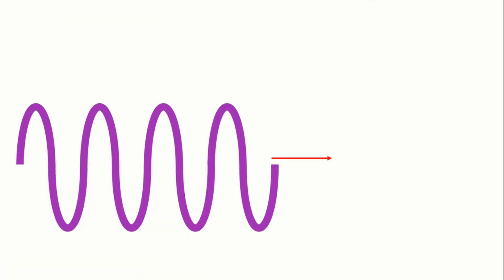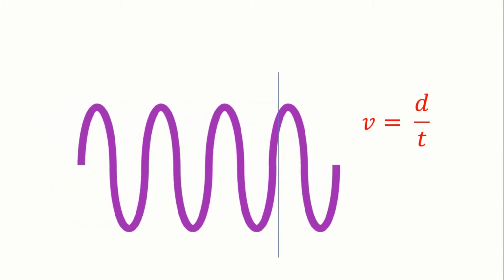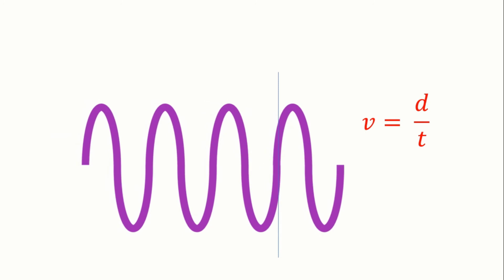So, take the example of this wave here, and it's moving from left to right. The speed of this wave is the distance divided by the time. It's just how you would work out the speed of any object. I'm going to put a line here just to make this part easier to see. So if the wave moves to the right, you can see that it's moved a distance of one wavelength here. So if speed equals distance divided by time, we can replace the distance with a wavelength.